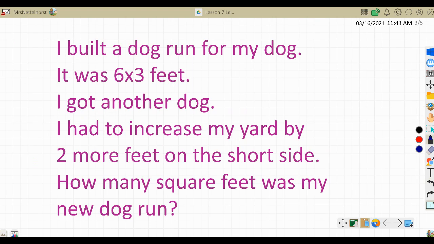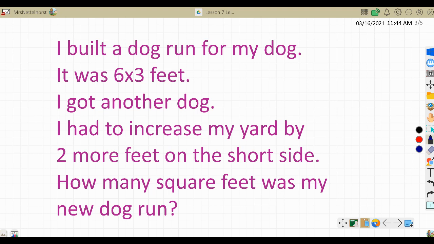So here is a word problem that you will come across on your test. You will have this word problem, I guarantee, show up on the test. So not this exact one, but word problems like this. So I built a dog run for my dog. It was 6 by 3 feet. I got another dog. I had to increase my yard by 2 more feet on the short side. How many square feet was my new dog run?